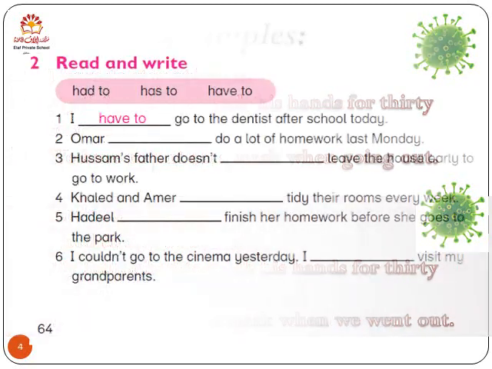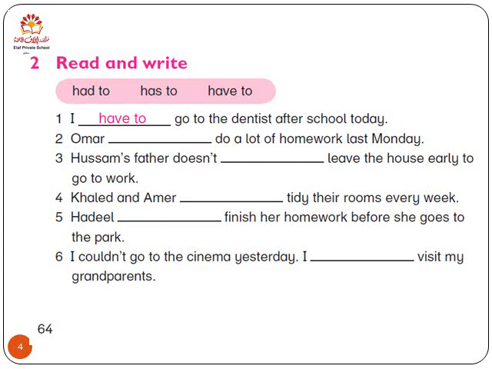Alright. I have a little exercise now. Please open your workbook, page 64. Please pause the video before watching the answers on your screen, okay? And do them yourself. Don't cheat, I can't see you. Okay. Please put in the spaces had to, has to, or have to. I'll give you some time to do this alone.